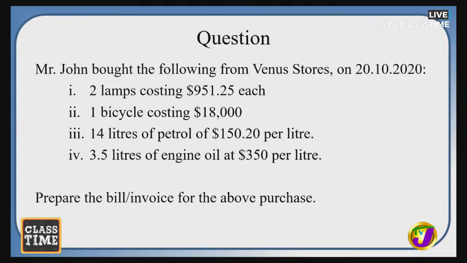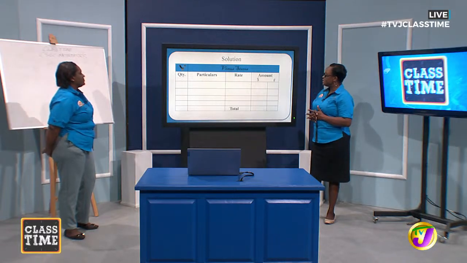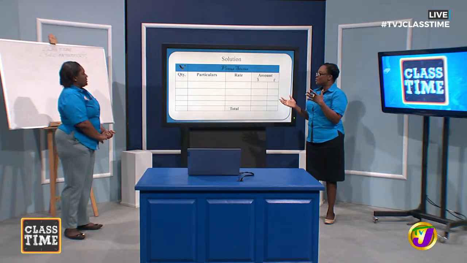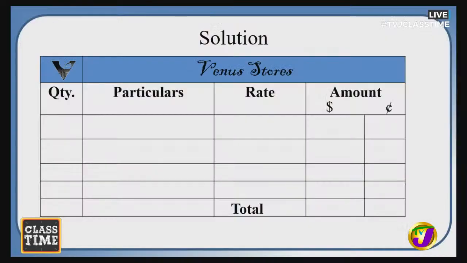Good. Now we share with you a leaf from the invoice book, and all we need to do is fill in the information that we are given. First we have the quantities, then the particulars, which speaks to the items purchased. We have the rate, or it could be unit price. And then we have the amount.